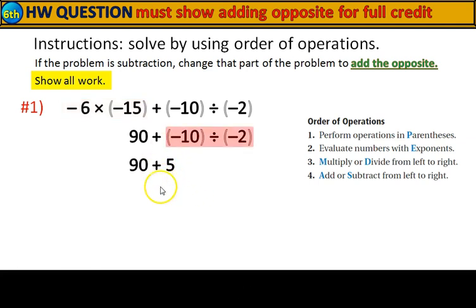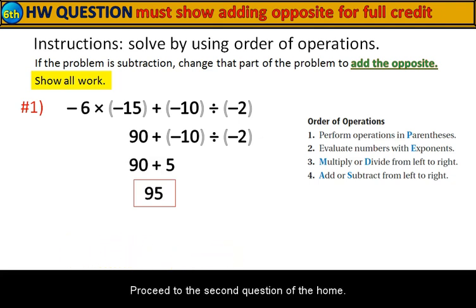And finally, addition. 90 plus 5 is 95. No negatives to worry about in that situation. Did you get the same answer in your homework? Let's proceed to the second question of the homework.